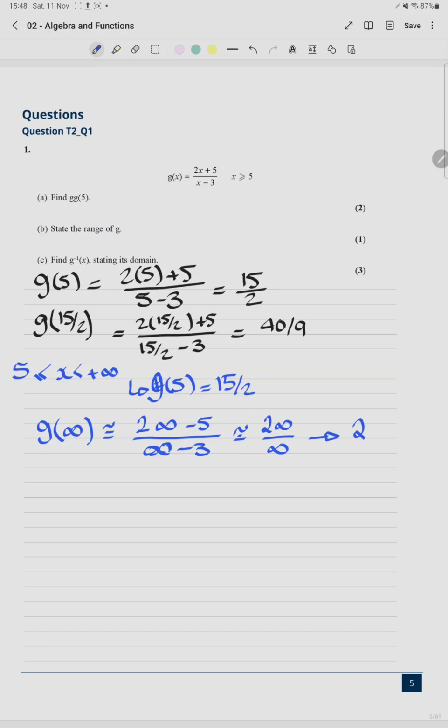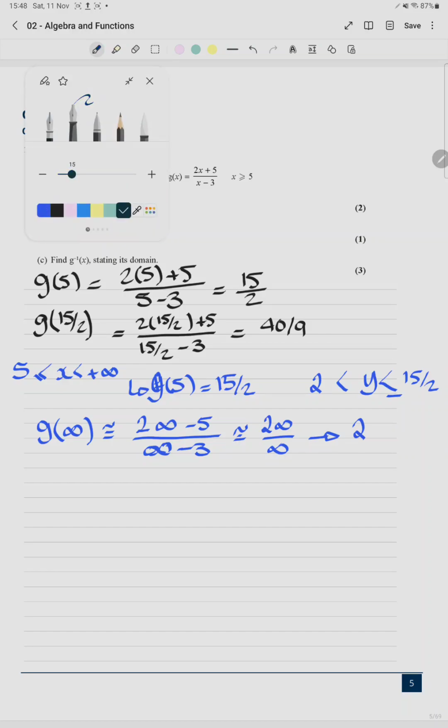So I'm going to say the range of that function is between 2 and 15 over 2. That's supposed to be 15 over there. So 15 over 2 and 2. You can never have a value of 2. You can go as close to 2 as possible, but that one is not possible. And then they want me to find g inverse. That's not difficult at all.